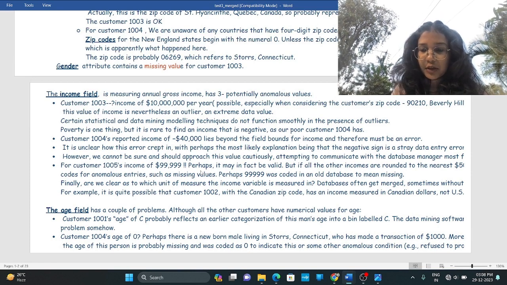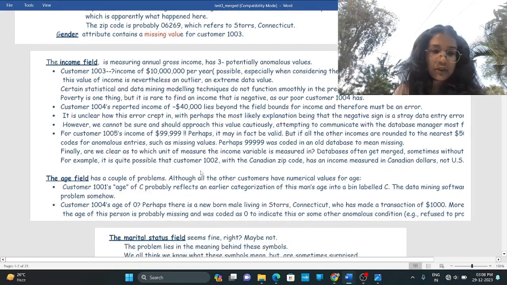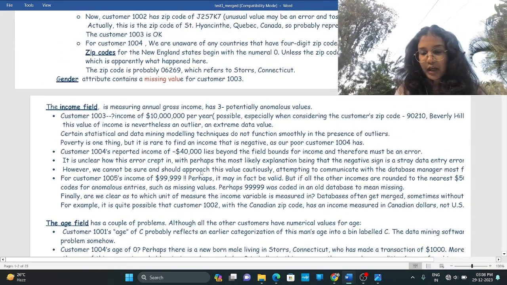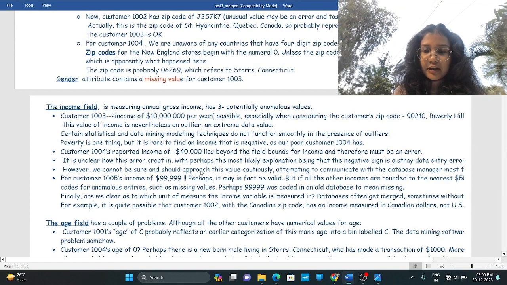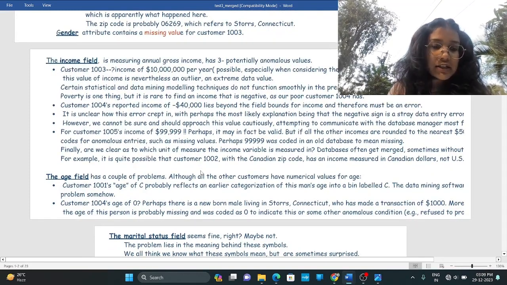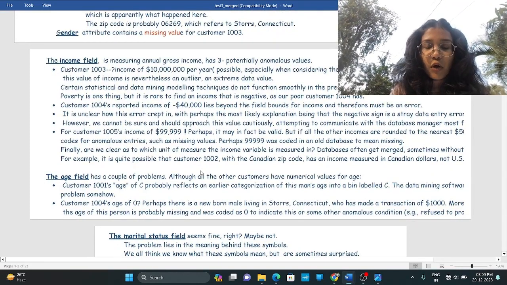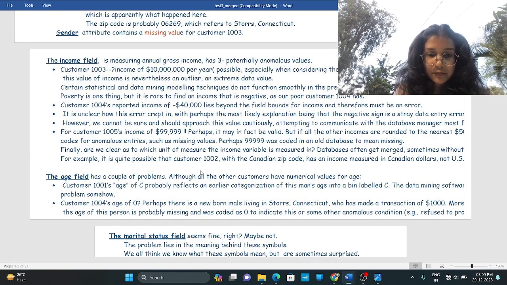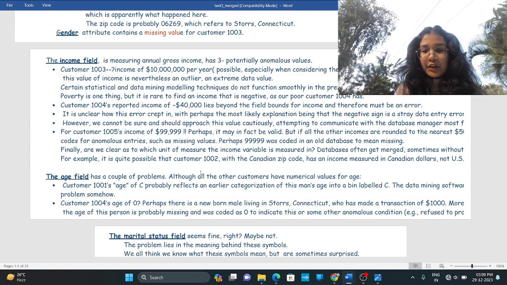Databases often get merged, sometimes without any notice. For example, it is quite possible that customer 1003 with a Canadian zip code has an income measured in Canadian dollars, not in US dollars. The age field has a couple of problems, although all the other customers have numeric values of age. Customer 1001's age of C probably reflects an earlier categorization of this man's age into a bin labeled C. The data mining software would probably have a problem with this somehow.